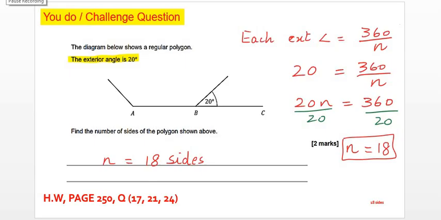Here is the solution for this question. It's becoming 18 sides. You will use the formula each exterior angle equals 360 over n, and then put the values into the formula to get the number of sides, that is 18.